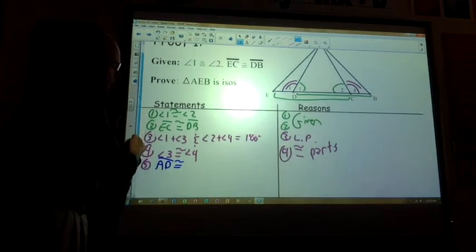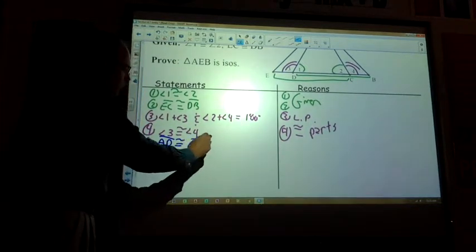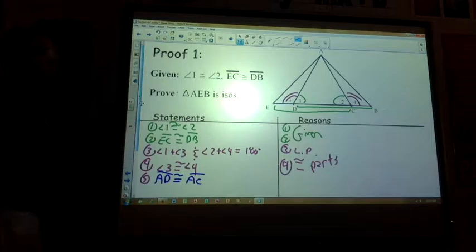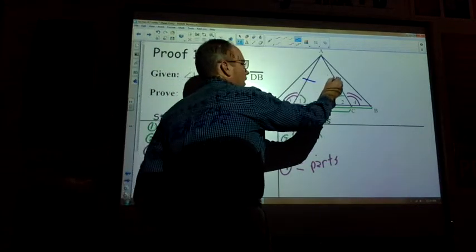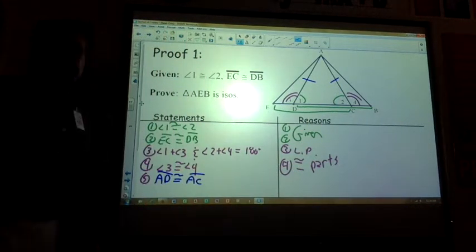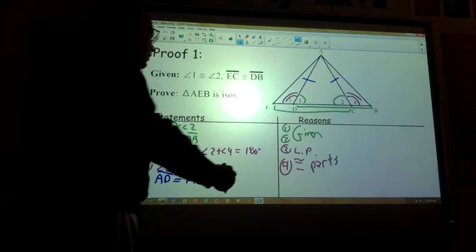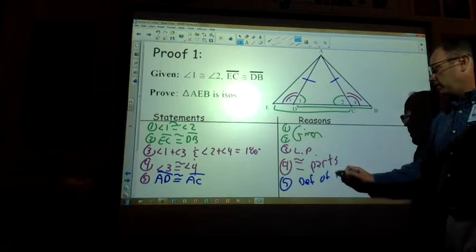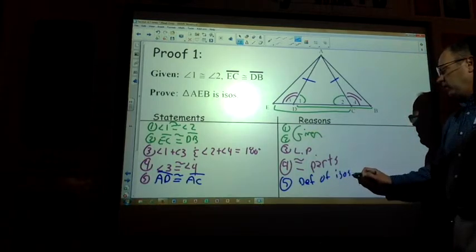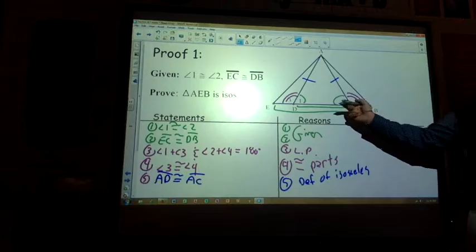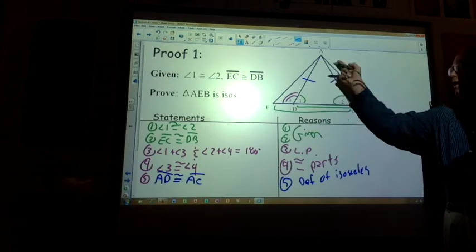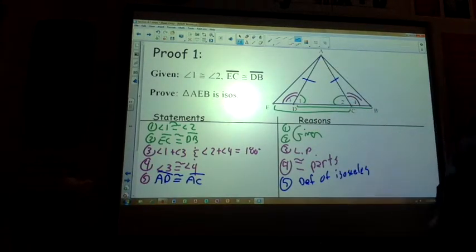AD, AC. Why can I say that this and this are congruent? Base angles congruent. So, definition of what? Or what kind of triangle? Isosceles. Base angles are congruent, therefore the legs have to be congruent.